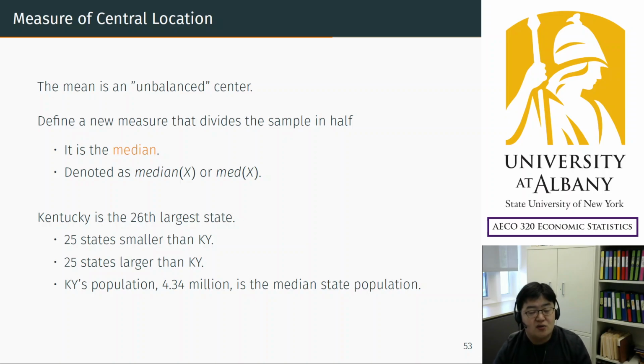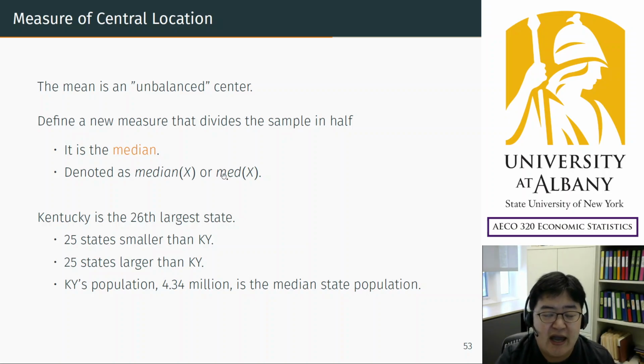So we are going to define a new measure that is a center that balances each side. That balances both sides. Simply, it's the point where the sample is cut in half and half. So that is the median. The median is denoted as median of x, or simply MED of a random variable x.